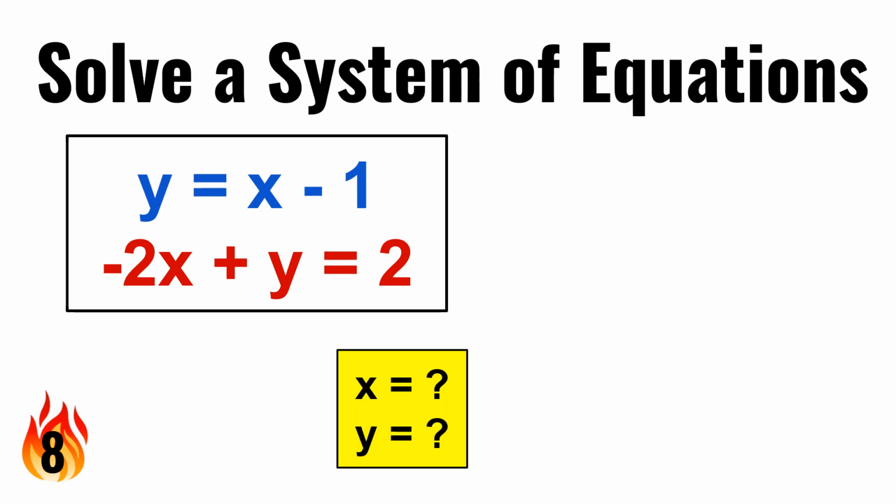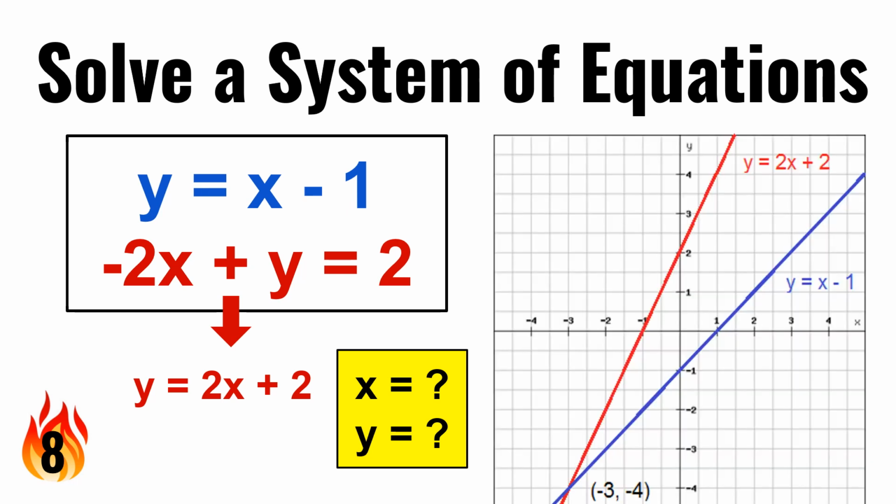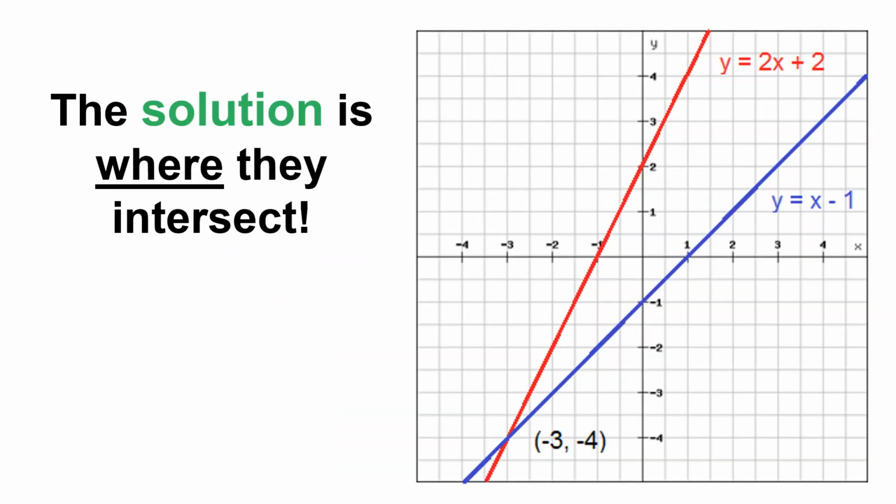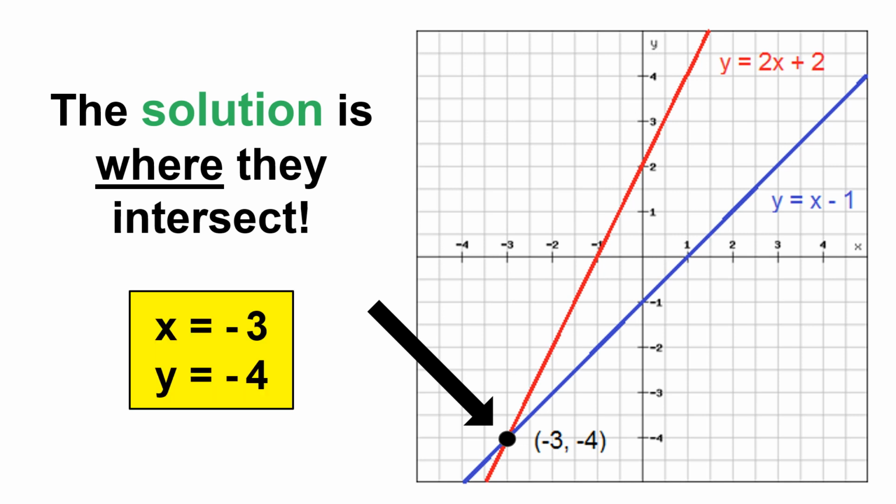Well, one good technique is to get both of your equations in y equals form. And then you can graph both equations. And remember, a graph represents all your possible solutions. So where would be a solution to both equations? Where they intersect.